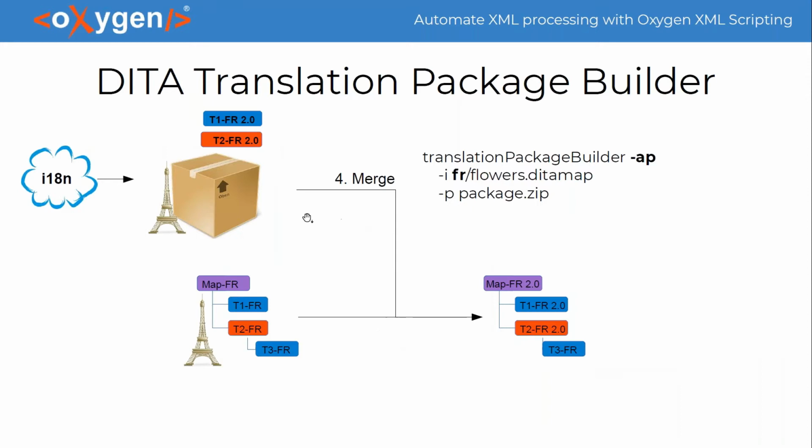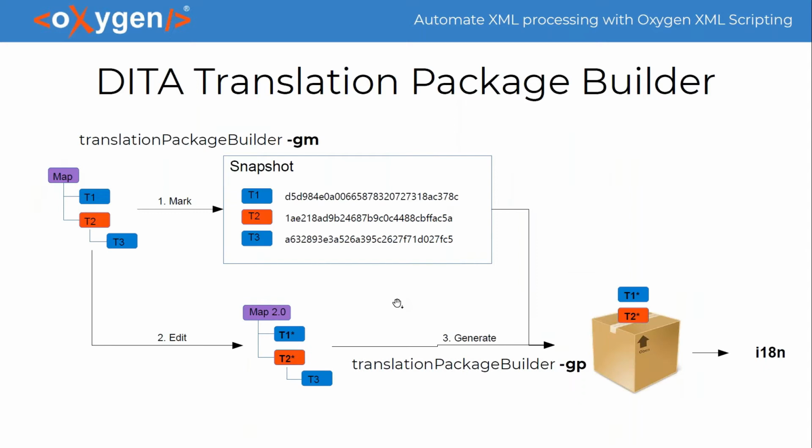The next step is when you receive the package back from translation with, for example, maybe the French version of the topics. You will merge them into your French DITA map. Again, using the translation package builder script, and the apply package flag, right?